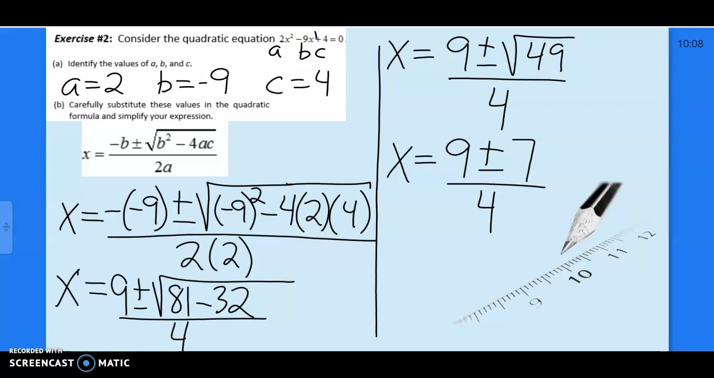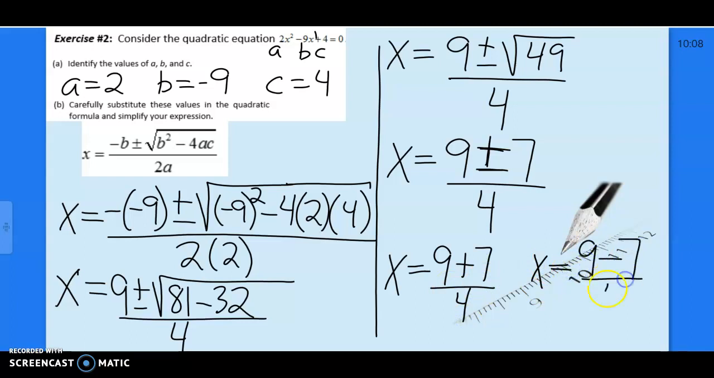Now again, I don't mean to confuse you on what we did last time, but we're not multiplying the 9 and the 7. This is not plus or minus 63. This time it is legitimately adding or subtracting. So we make two problems. We do this as 9 plus 7 divided by 4, and x will be equal to 9 minus 7 divided by 4. So I literally add 7 and I subtract it because it's a positive or negative version.